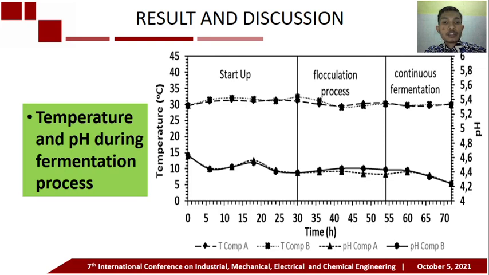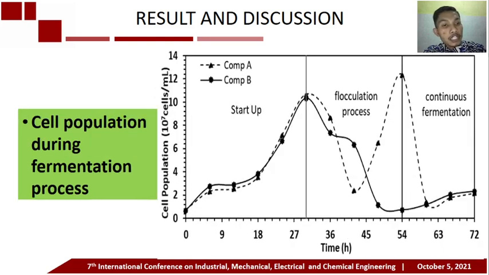Meanwhile, it finds out that the pH medium moves down from 4.6 to 4.2 between the initiation of fermentation and the end of process. Cell population during fermentation process. Cell population reaches 1.03 multiplied by 10 to the power of 8 cell per milliliter at the 30 hour of fermentation, and it is the initiation time for the in situ flocculation.